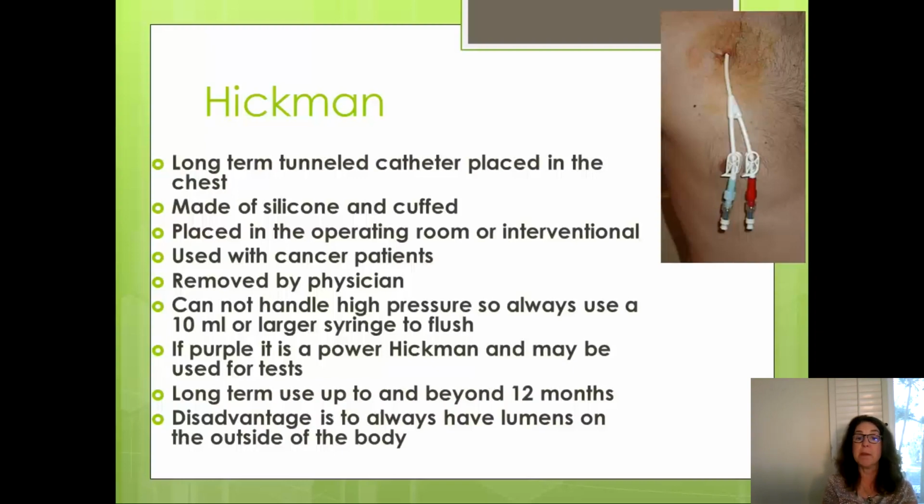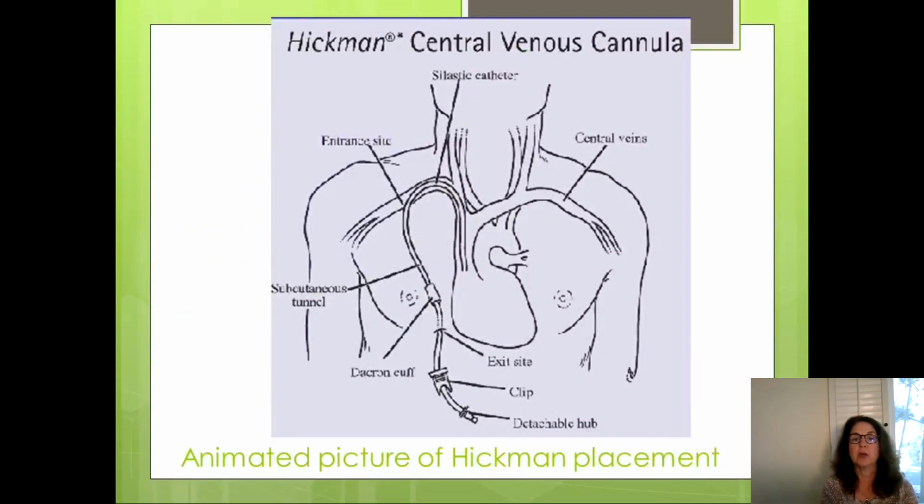If it's purple, it is a power Hickman and may be used for tests. Long term is the idea of putting a Hickman in, up to and beyond 12 months. Some patients may have this in. Certainly the disadvantage is to always have the lumens on the outside of the body. This is easier to put in, certainly, than the one under the skin. So you're making an estimate on how long you need it and the long-term use for the patient, what you might put in. And here's just another picture of the Hickman catheter cannulated in a vessel. You can see it would be tunneled under. It's just a different type of catheter.